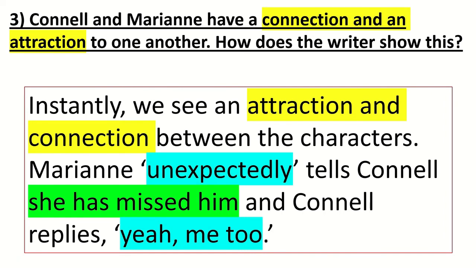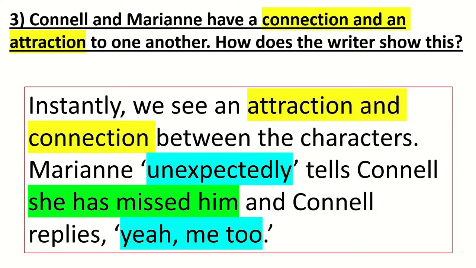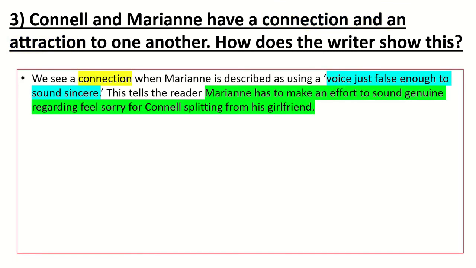So I put, instantly, we see an attraction and connection between the characters. Marianne unexpectedly tells Connell she missed him, and Connell replies, "Yeah, me too." Again, there's a connection between the two, and within one line of the whole extract they miss each other, so that's a really easy one to put in.